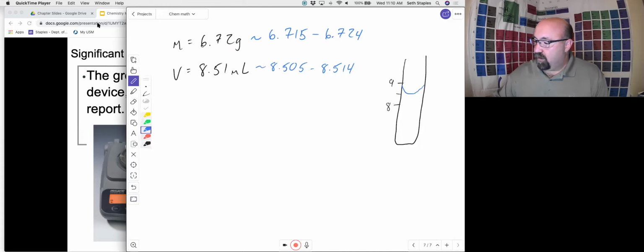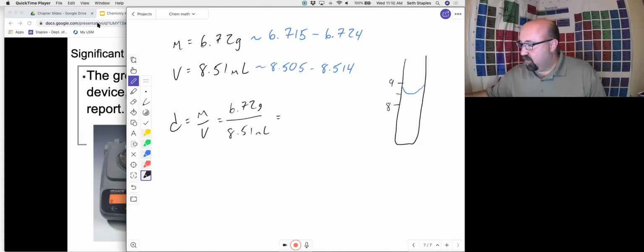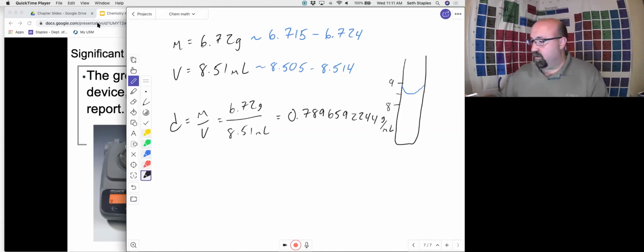But again, let's say we're looking to calculate density. So we're going to use our density formula, D equals M over V. And so we're going to put our numbers in here. We're going to get 6.72 grams divided by 8.51 milliliters. And we plug that into our calculator. And our calculator is going to return to us an answer of 0.789659224. And again, our units are grams per milliliter.